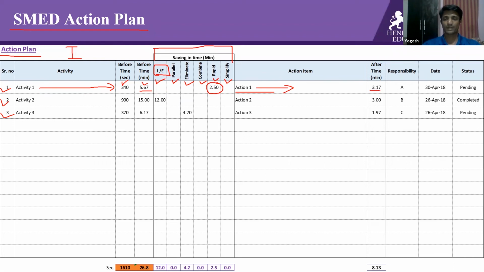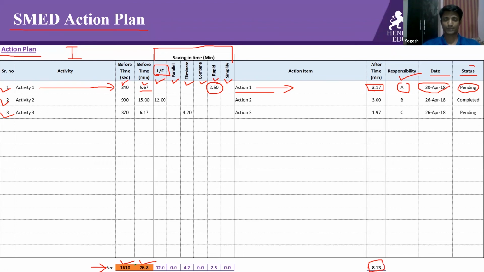And then there is an after time, that is 3.17, right? 5.67 minus 2.5. Then who is responsible for doing that activity? The person responsible. What is the target date to complete the activity? And then the overall status, whether it is completed, pending, or in process, anything you want to add. Then there is a total summation here. So what is the total before time and what is the after time? This is basically your improved time after changeover.